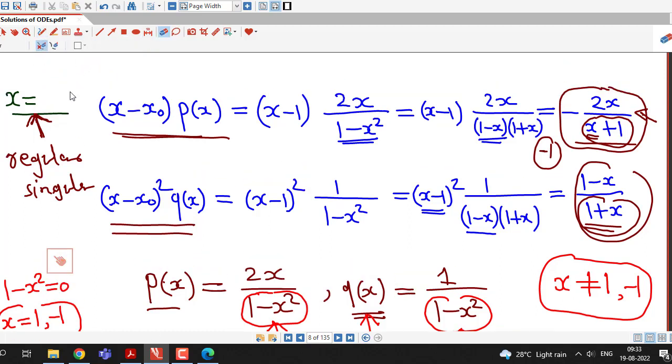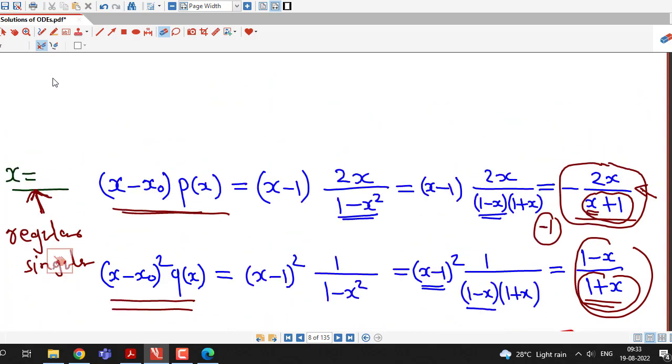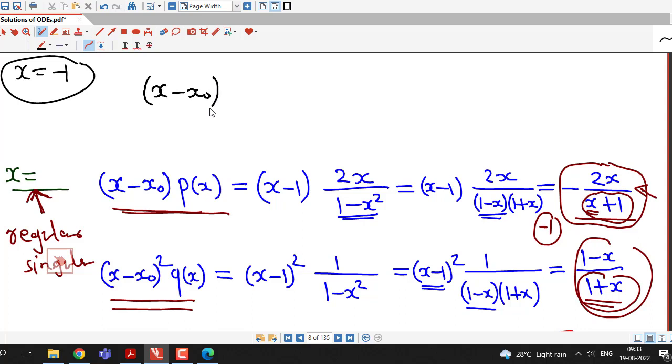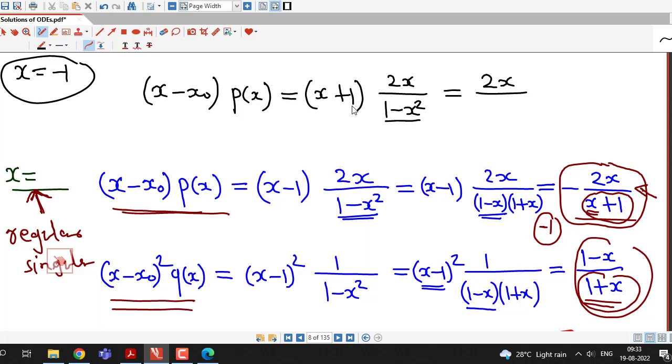So for that, if I want to check at x equal to minus 1, I have to decide x minus x0 into px. x0 is minus 1, so I have x plus 1, px is 2x over 1 minus x square, and we can see 1 minus x square is 1 minus x into 1 plus x. This x plus 1 will cancel out, and we are left with 2x over 1 minus x. Here this we can write as 1 minus x into 1 plus x, and 1 plus x will cancel out.